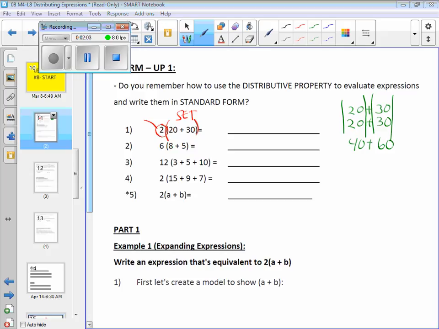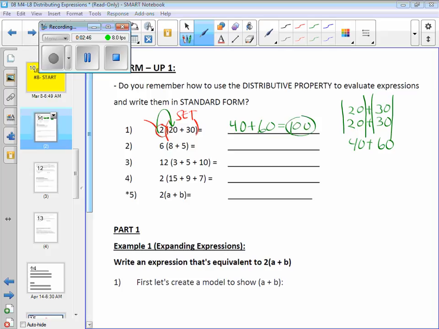I took my 2 outside the parentheses, and I multiplied it by 20, since there's 2 sets of 20 and 2 sets of 30, right? 2 times 20 makes 40. And 2 sets of 30, 2 times 30 makes 60. Correct. Now we can add 40 plus 60 to make it standard form. What's 40 plus 60? 100. Circle it.